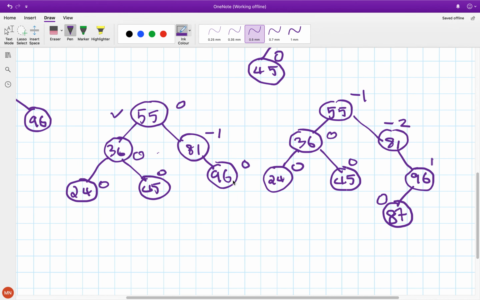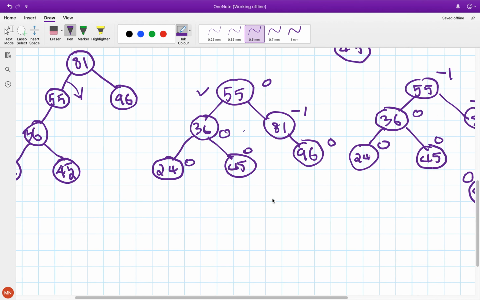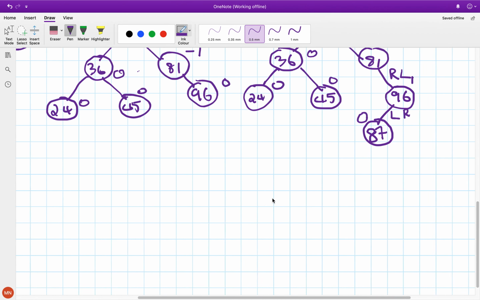Okay. Now if you look from the bottom side, this 81 is actually violating the AVL condition. So the newly inserted node is 87, thus we have to make a right movement first, then a left movement. So the case we got here is right, left. So in order to compensate that, we have to perform a right rotation here and a left rotation here. Okay, so we'll first consider the right rotation of 96.